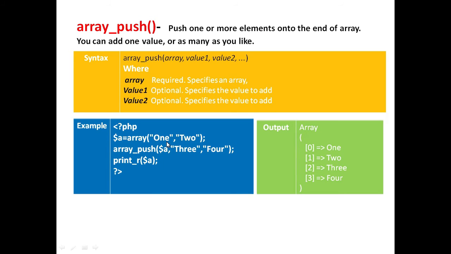Here is an example. Here array A is defined with elements 1 and 2, and we use array_push method. It will insert 3 and 4 at the end of the array.